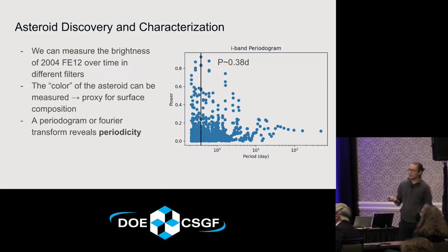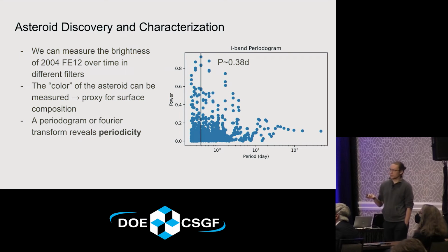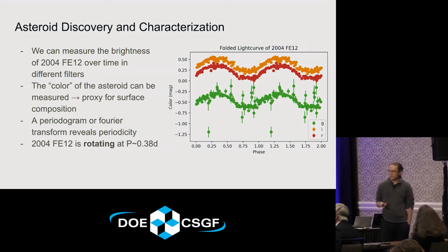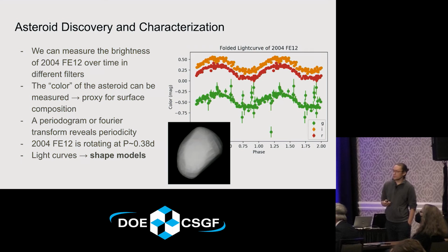If I do a periodogram or a Fourier transform, I can derive its periodicity and find that it has a period of about 0.38 days. And if I fold that light curve on 0.38 days, I can see that there is this sinusoidal variation in the light curve. And so what we've discovered is that 2004 FE12 is actually rotating, it's tumbling through space at a period of about 0.38 days. And additionally, we can use these light curves and this rotation period to reconstruct a shape model of the asteroid.